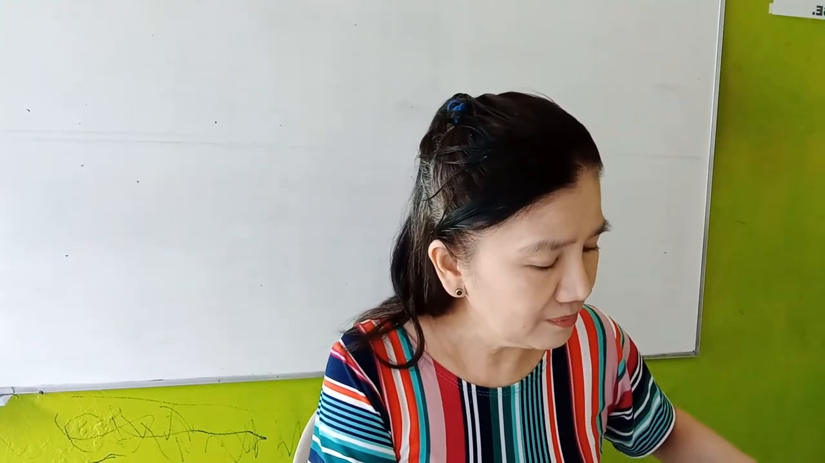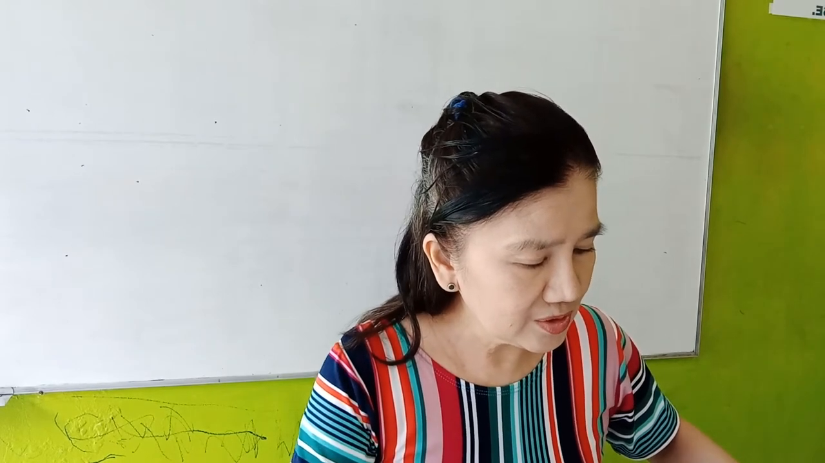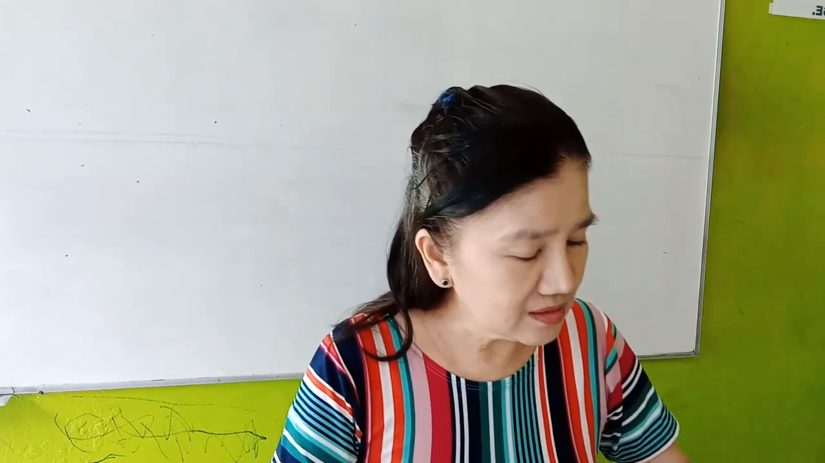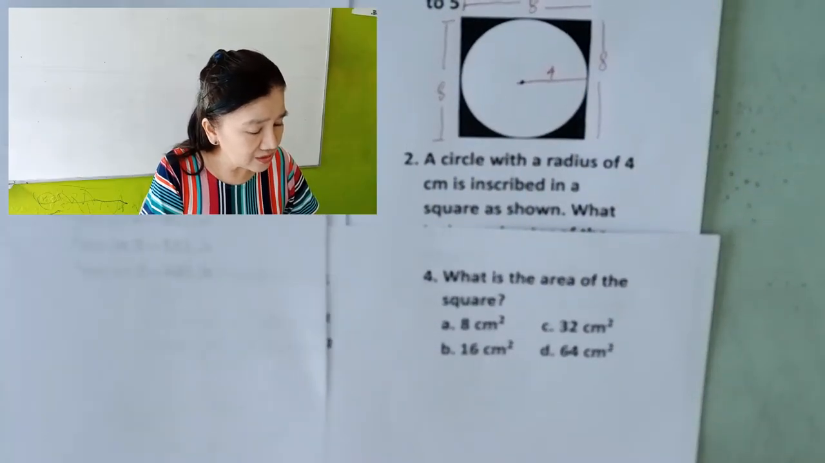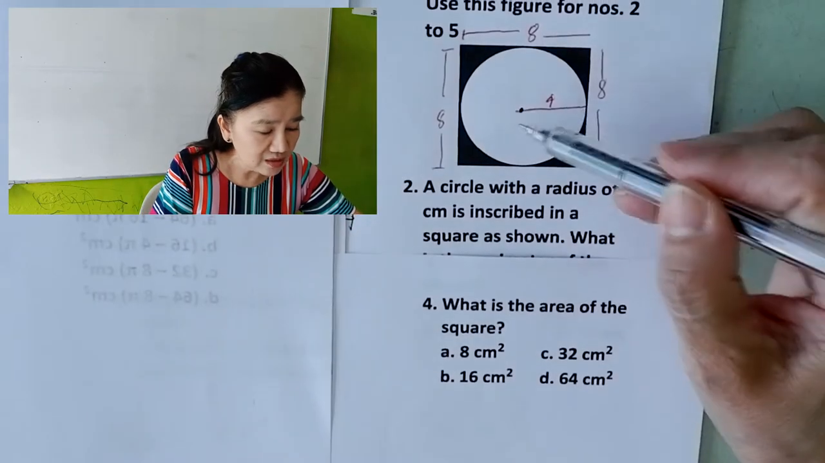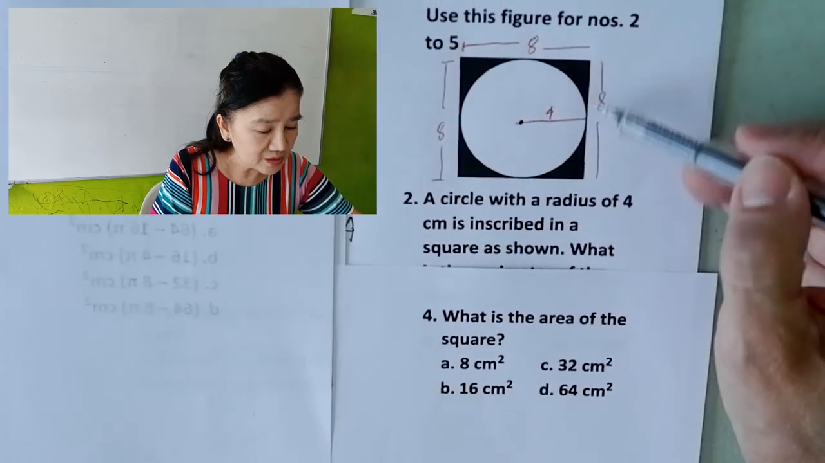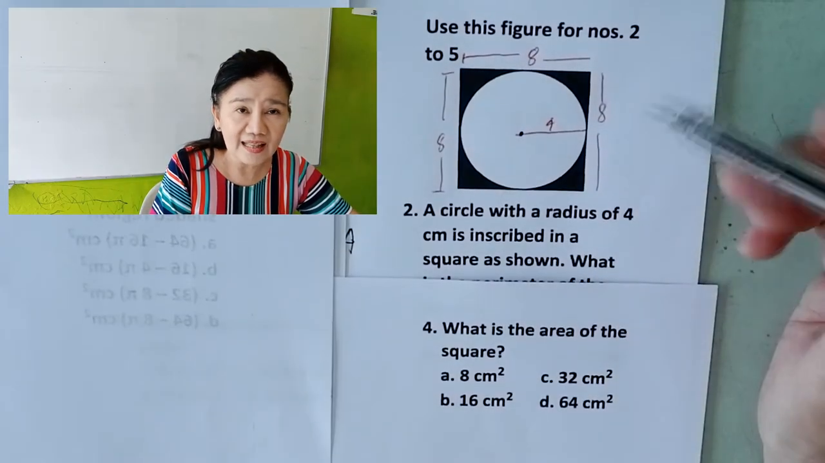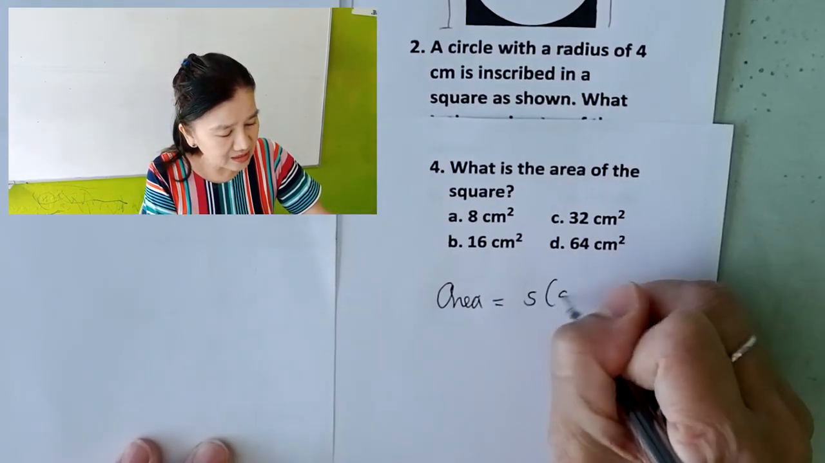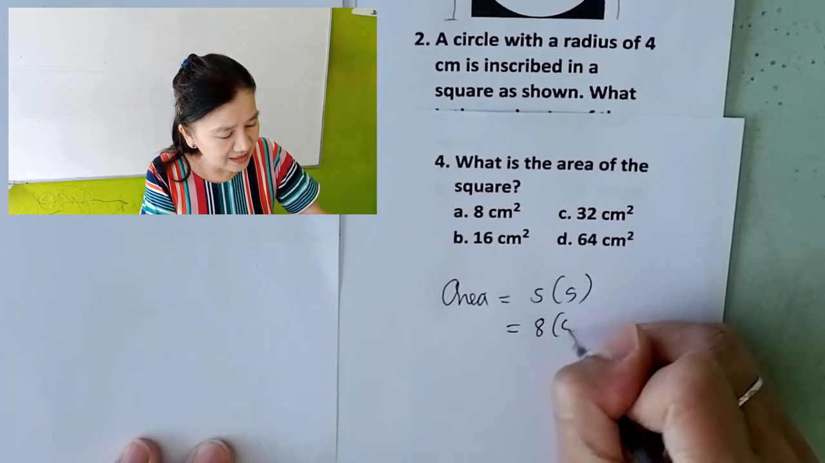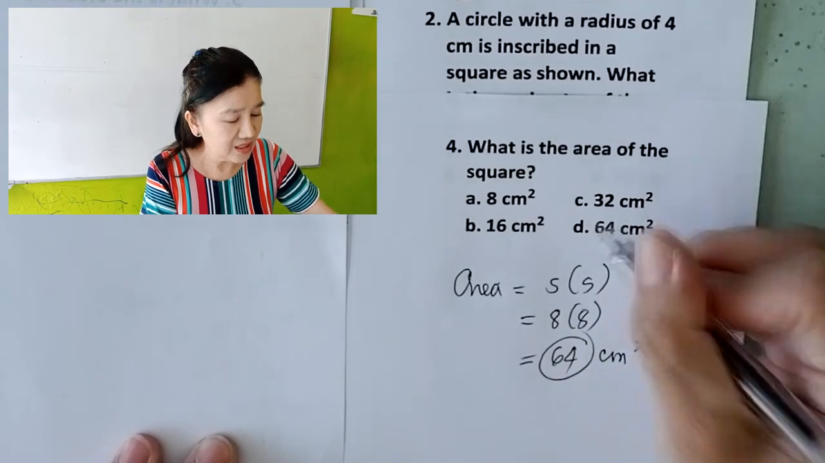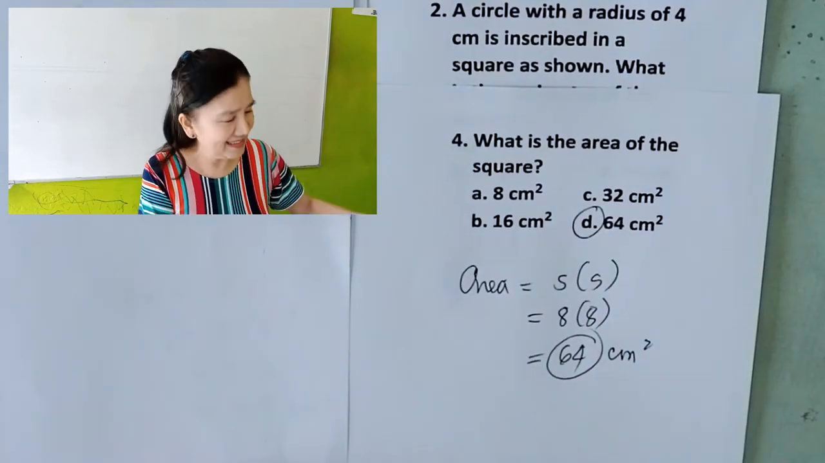Next problem. Problem number 4. In problem number 4, we still use the same figure. It says here, what is the area of the square? Remember, the radius a while ago was 4. So 4 plus 4 will give you an 8. So we have a square with a side length of 8. The area of the square is side times side, or 8 times 8, which is 64 square centimeters. So the answer is letter D.